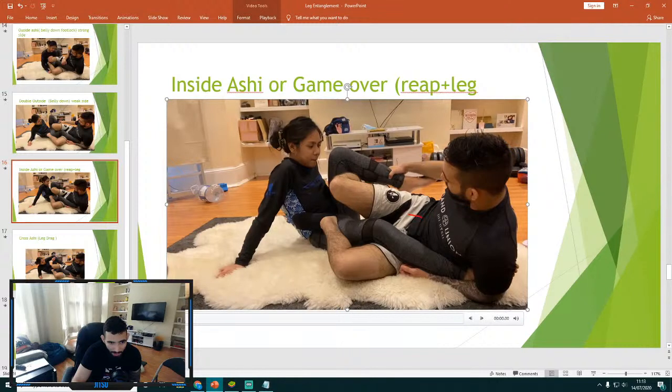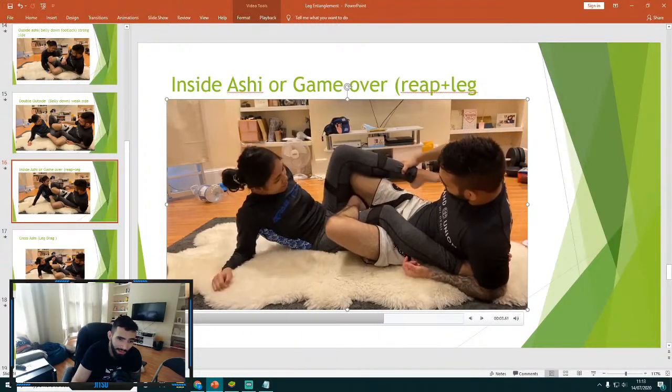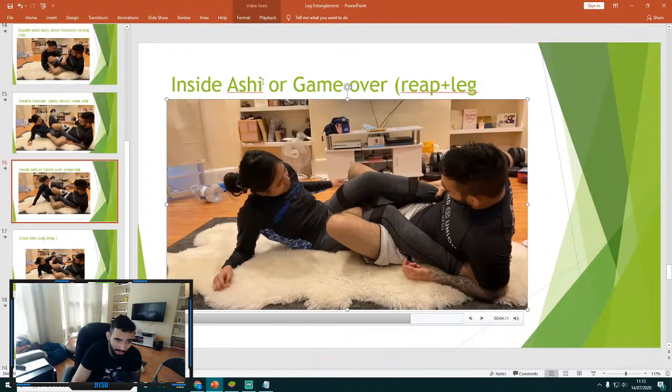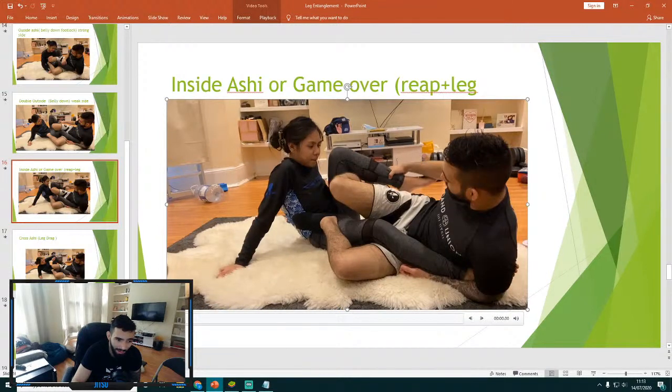So this is from standard ashi, but you can transition into it any way you can. Basically it means if I can get my leg on the inside and triangle my legs, that's what we call inside ashi or game over. And you can see we've got that little bend of the knee there, and we tend to control this leg at the same time. You will see this a lot further on, why we use this quite a bit when we do the saddle lessons. But for now, all you need to know is just where the legs are to become inside ashi.